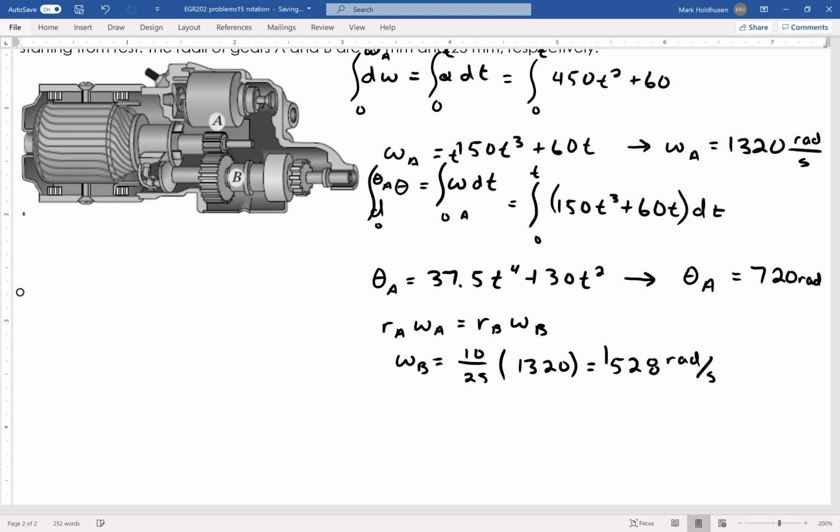radians per second. Again, using that same gear ratio, I can find that theta B is 10 over 25 times 720 radians, and that will give me 288 radians.